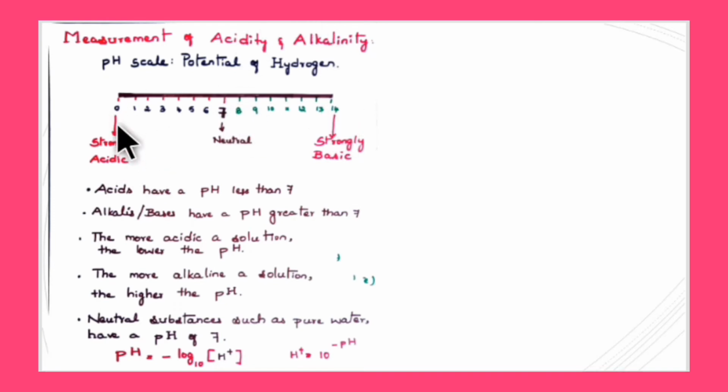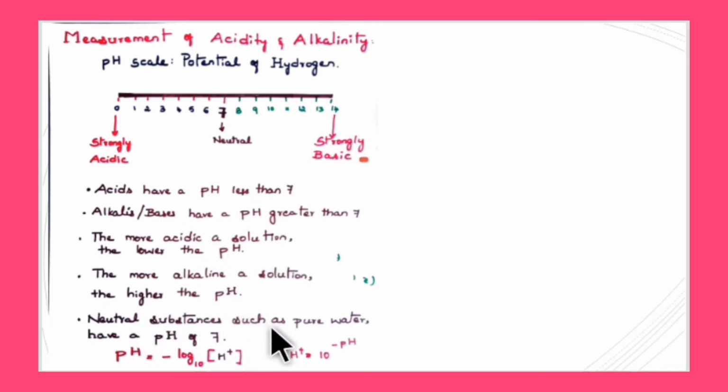And you can see 0. If they have 0 value in the pH scale, they are very strong acid. And if it is 14, strongly basic in nature. Then the more acidic a solution is, the lower the pH, right? For 0, it is the most acidic. So lower is the pH value. The more alkaline the solution, the higher is the pH value. Here 14 is the highest value, which is a strong base. In case of alkaline, the more alkaline, the more the pH value.